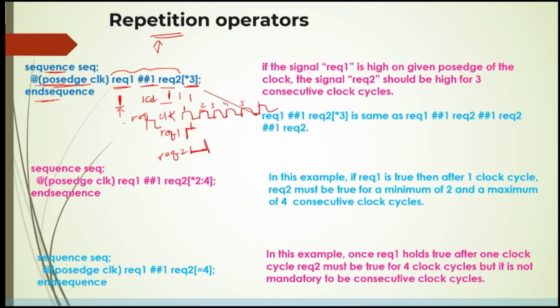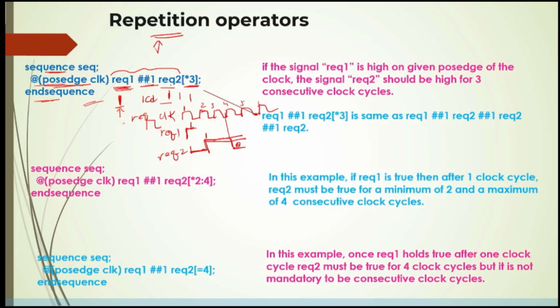So for the next passage of clock, request 2 should be high, and again for the second clock cycle also, and for the third clock cycle also it should be high. If, for example, for these 2 clock cycles it is high, and for the next clock cycle it is low, then the assertion fails. That means it should be continuously high for the next 3 consecutive clock cycles. So that is what is meant by this particular logic.